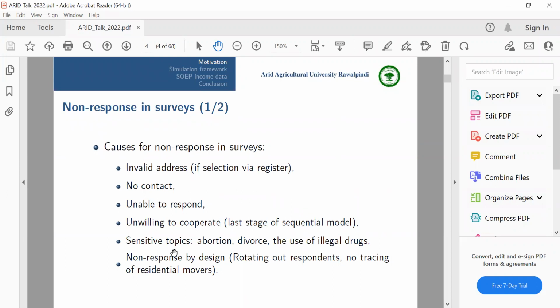There are some other topics, for example, sensitive topics: abortion, divorce, and the use of illegal drugs. So if the questions in the questionnaires are sensitive, then most of the people will either not provide a response, or if they provide some response, their response will not be accurate.